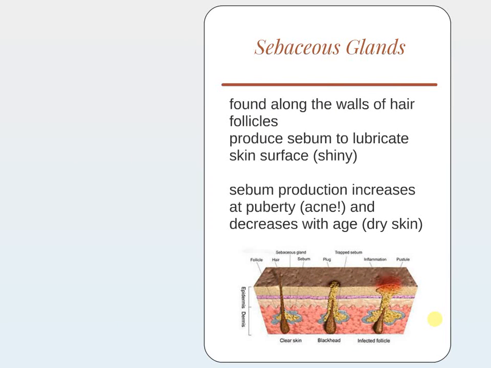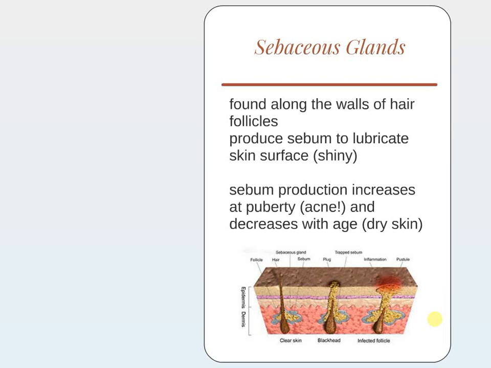Sebaceous glands are special glands that are found along the walls of hair follicles. They produce a substance called sebum, and it lubricates your skin surface and keeps it soft and relatively waterproof. It also is what makes your skin shiny, particularly during puberty. An overproduction of sebum is what gives some people very, very shiny skin.